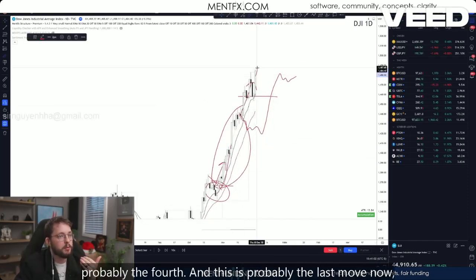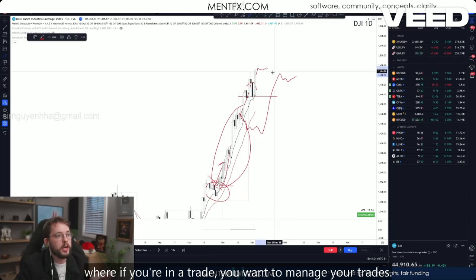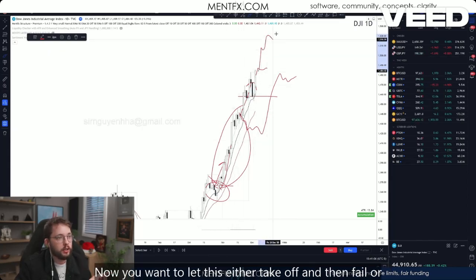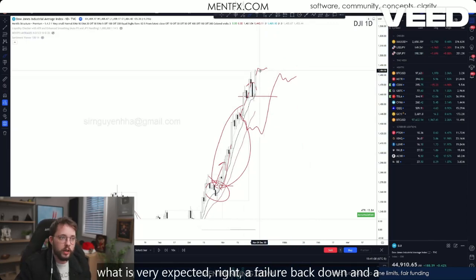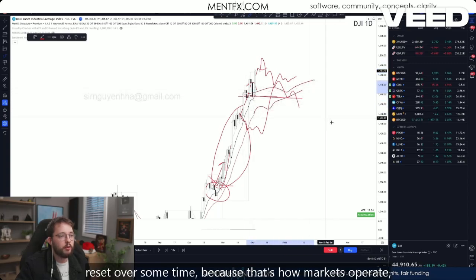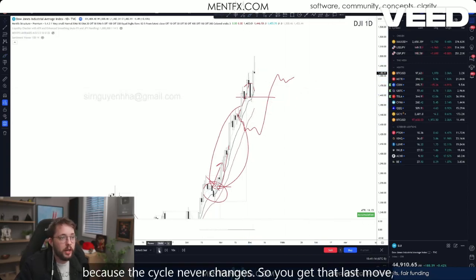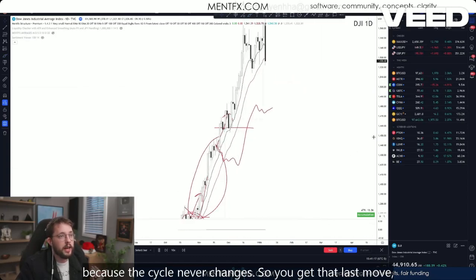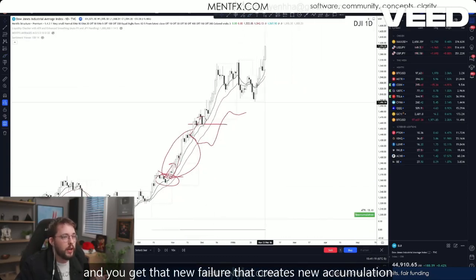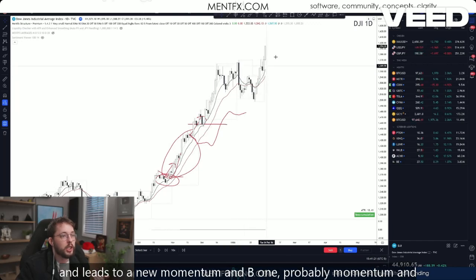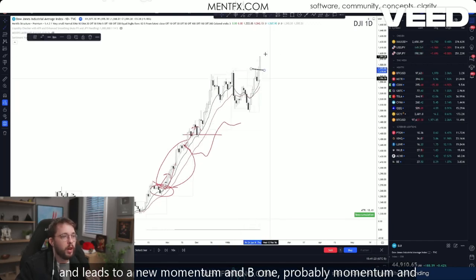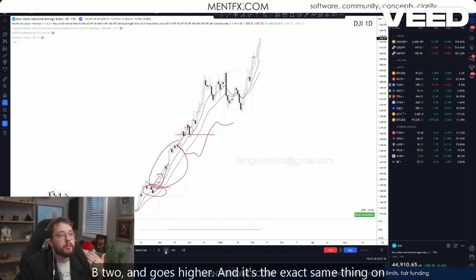And this is probably the last move now where if you're in a trade, you want to manage your trades now. You want to let this either take off and then fail, or what is very expected, right? A failure back down and a reset over some time, because that's how markets operate, because the cycle never changes. So you get that last move and you get that new failure that creates new accumulation and leads to a new momentum MB1, probably momentum MB2, and goes higher.